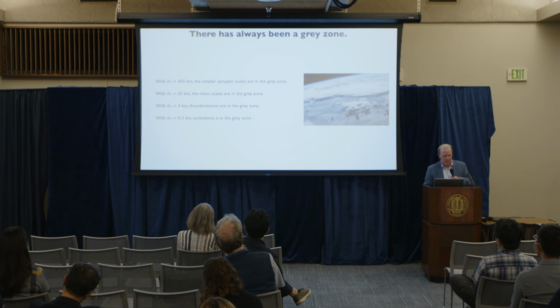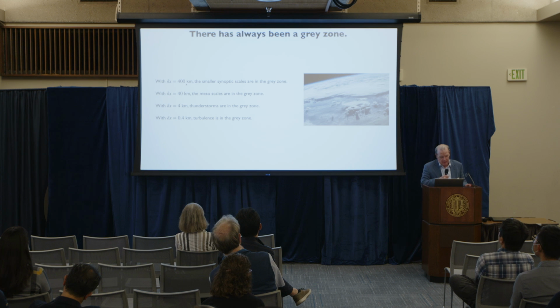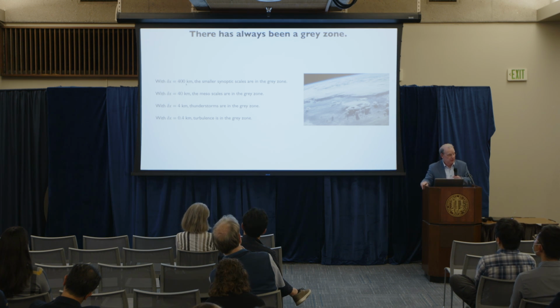So when we were running atmosphere models with the grid spacing of 400 kilometers, the smaller synoptic scales were in the gray zone. Things like fronts and so on. With delta x of 40 kilometers, the mesoscales are in the gray zone. So squall lines and that kind of thing. With 4 kilometers, thunderstorms are in the gray zone, and with 0.4 kilometers, like we heard about this morning from NICAM, turbulence is in the gray zone. So it's always been there, and we're not going to get away from it.